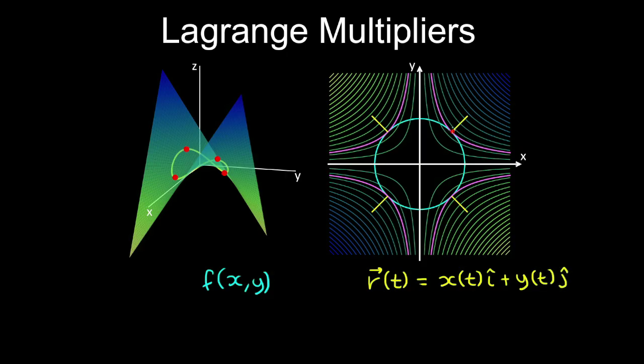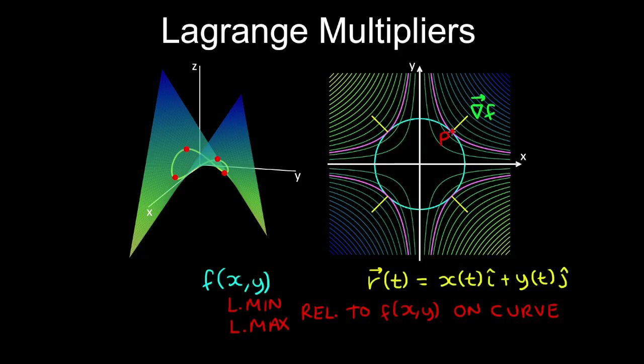And if we have some point on this curve where the function has a local minimum or a local maximum, and the local minimum or maximum of the function are relative to the function's values on the curve, then the gradient of the function is orthogonal to the curve at this point, where the function has a local minimum or maximum.